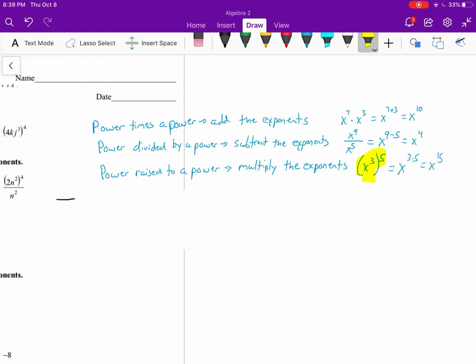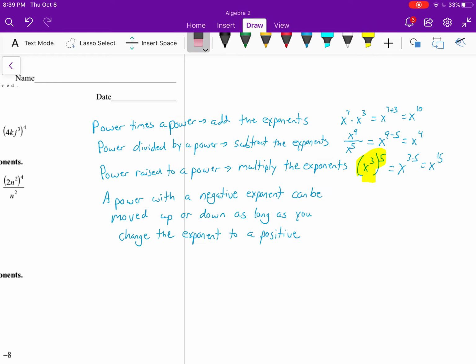And then the last one, which is one that probably struggle with most, has to do with negative exponents. So a power with a negative exponent can be moved up or down. When I say it can be moved up or down, that's talking about numerator and denominator. So if it's in the denominator, it can be moved up, or if it's in the numerator, it can be moved down, as long as you change the exponent to positive. You have to change the exponent to positive.